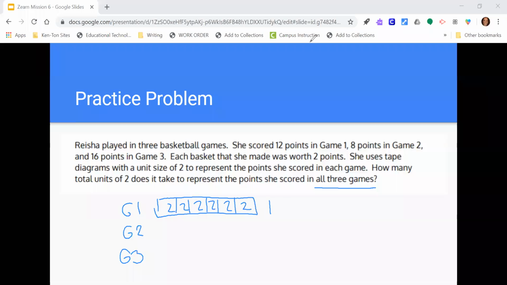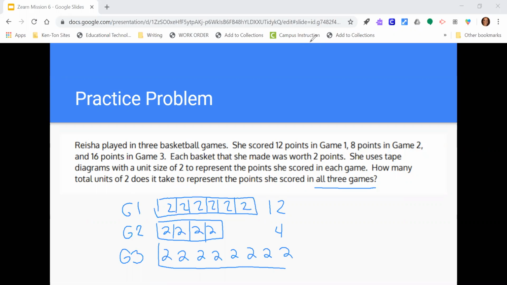Try to write bigger. And then I need 4 groups of 2. It might be easier for you to do the count bys first and then build the tape diagram around that, which is 4, and then 2, 4, 6, 8, 10, 12, 14, 16.